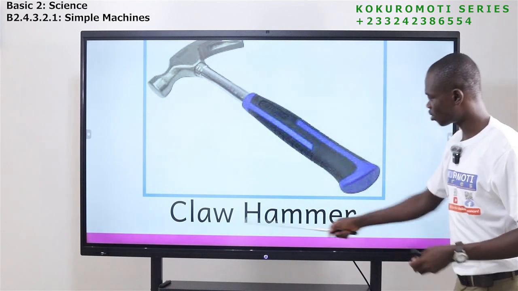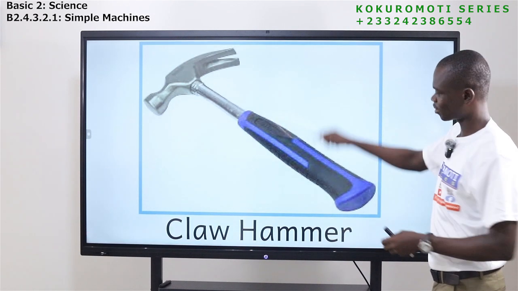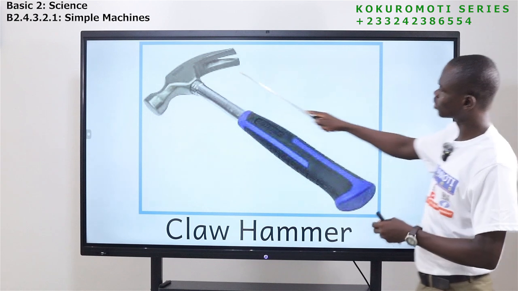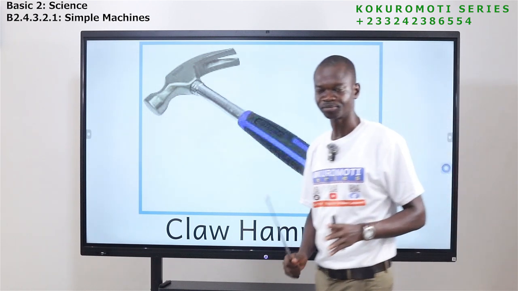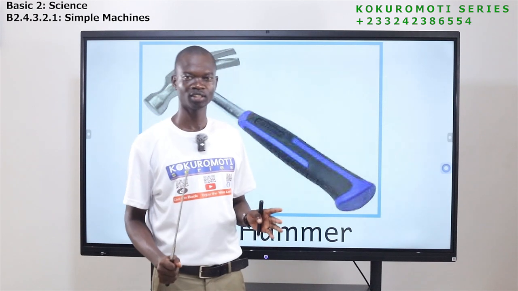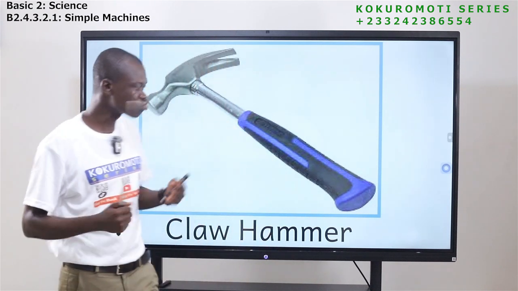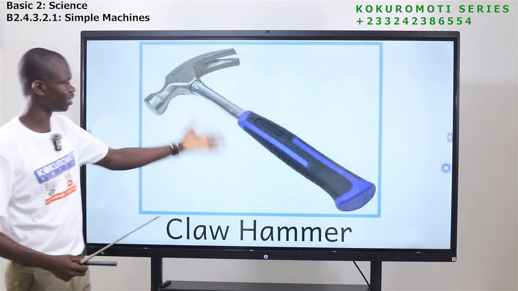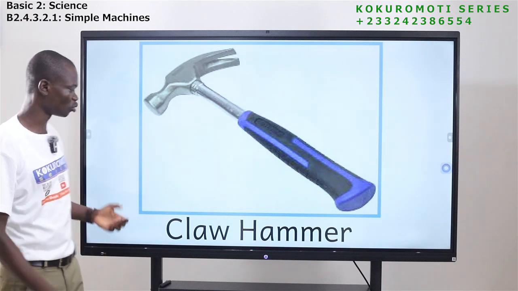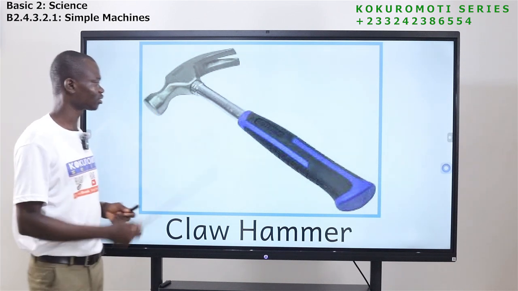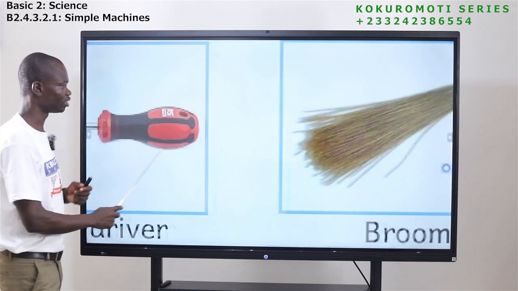The next one is crow hammer. Look at this hammer. It is called crow hammer because of this side and this side. So those who want to become carpenters, those who want to work with wood, this is one of the tools that you need. We use this to drive nails and to remove nails.